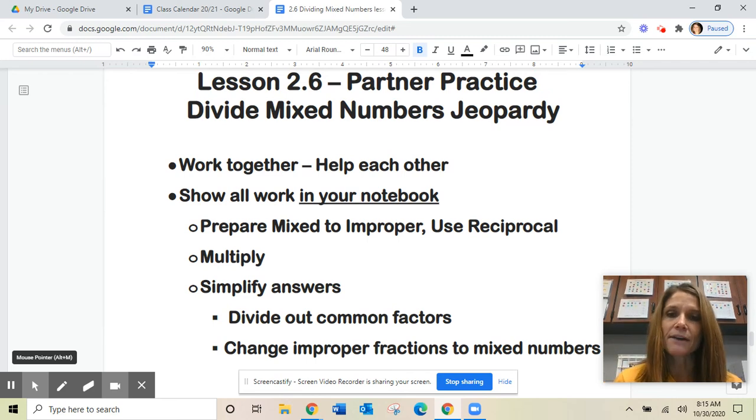So with the class time that's left, we're going to do a little bit of partner practice. You'll be working in your notebooks and you'll be dividing some mixed numbers with some Jeopardy questions. Happy practicing.